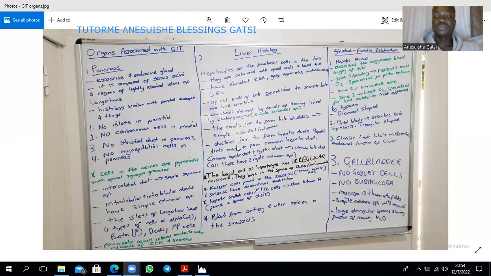Right? Then the basal end of the hepatocytes will have microvilli that project into this perisinusoidal space.